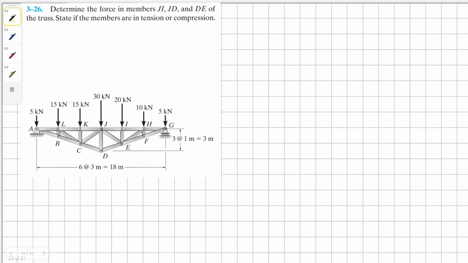Determine the force in members JI, JD, and DE of the truss. State if the members are in tension or compression.